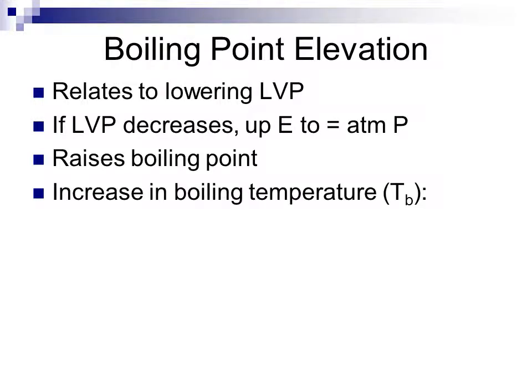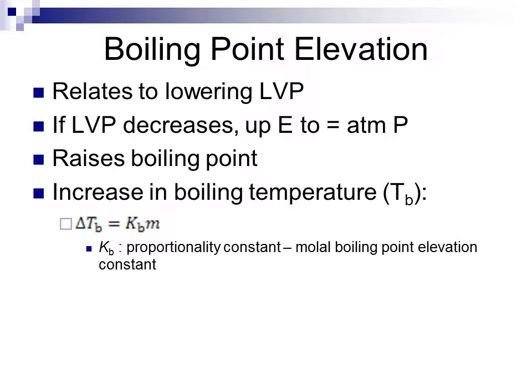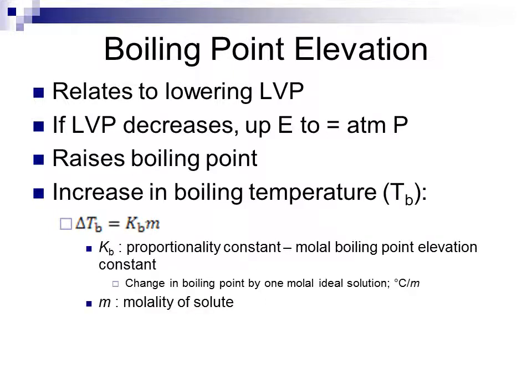This causes the boiling temperature to increase, and we can measure this mathematically as the change in the boiling point being equal to a constant times the molal concentration of any solute in the solution. The constant is referred to as a proportionality constant that is called the molal boiling point elevation constant. This measures the change in the boiling point, which occurs by a 1 molal ideal solution and is measured in degrees Celsius per molal. The m represents the molality of the solute, and the delta Tb is the increase in the boiling point that occurs.